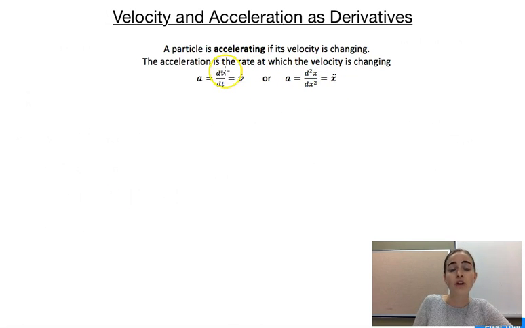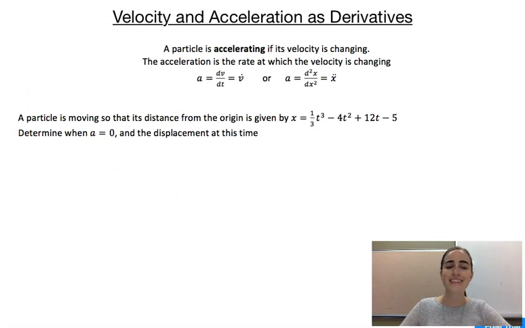So we already know that the velocity is the derivative of the displacement. So that means that if acceleration is the derivative of velocity, then we could also write acceleration as the second derivative of the displacement. So d squared x over dt squared, or x with 2 dots above it to represent the second derivative. So let's have a look at an example of that.